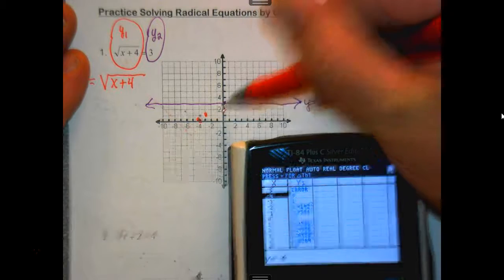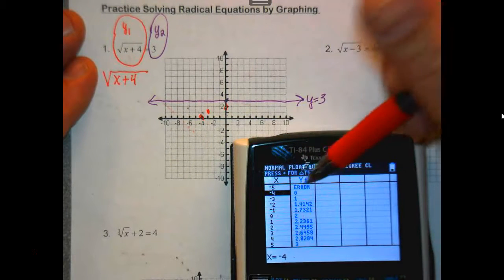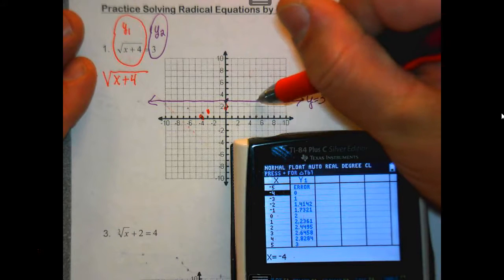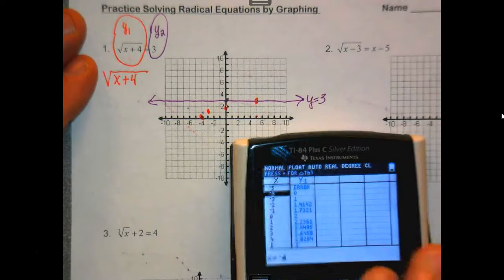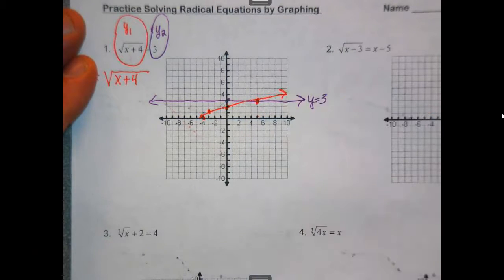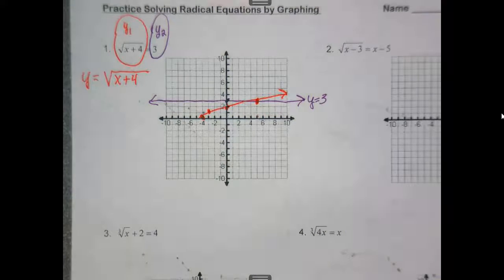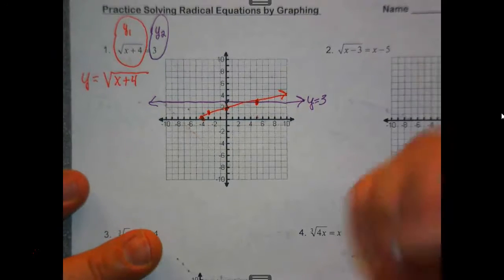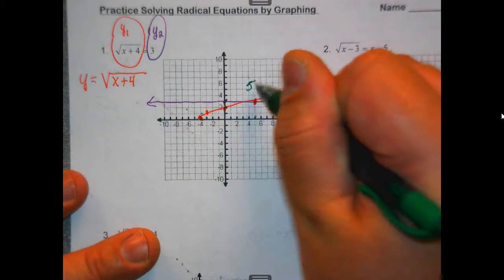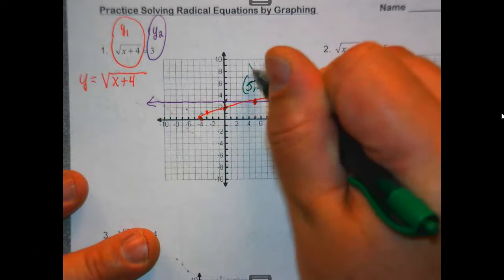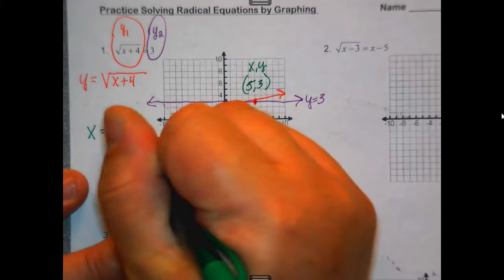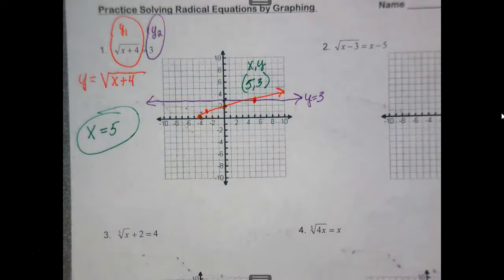I'm going to keep going here because it looks like I'm going to intersect this line. How about 5, 3? And look at that, I got lucky. Here's my radical graph. So what's my solution here? This is the intersection point, 5, 3. Remember, this is my xy coordinate, and somebody said the answer is 5, and that is indeed the correct answer.